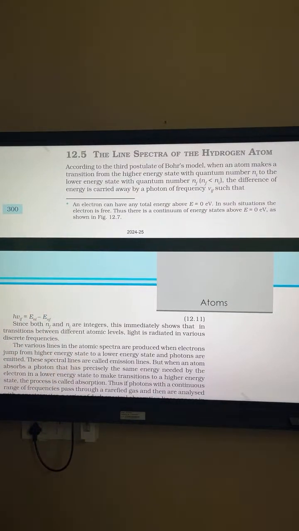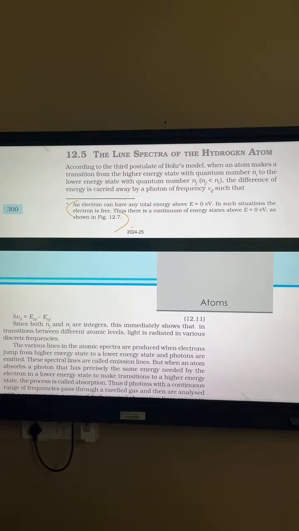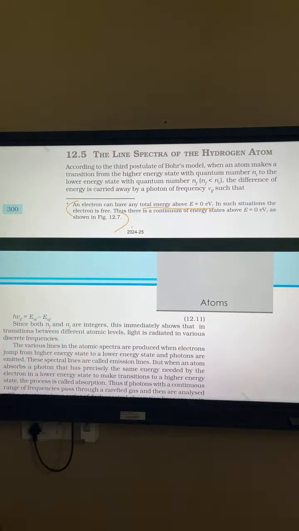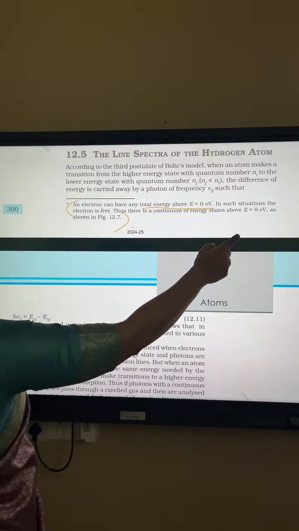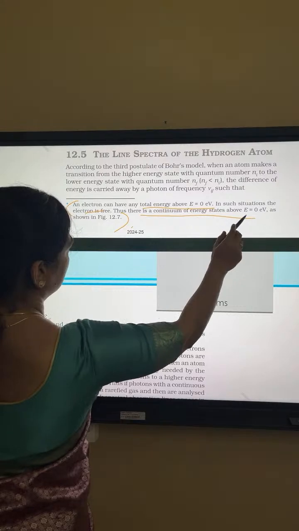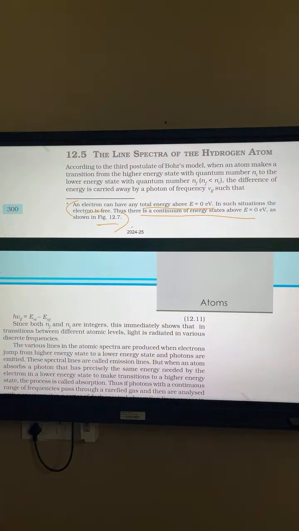Suppose an electron has, this is a very important point, do listen. If the electron can have total energy above E equal to 0 electron volt, in such a situation the electron is free. Thus, there is a continuum of energy states above 0 electron volt as shown in the figure. Okay?